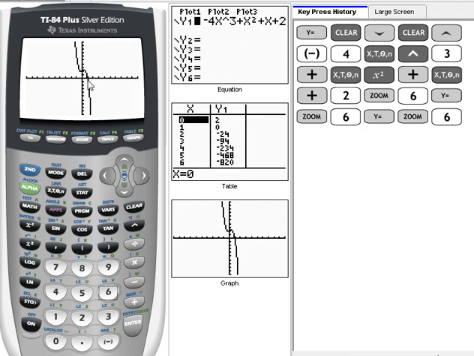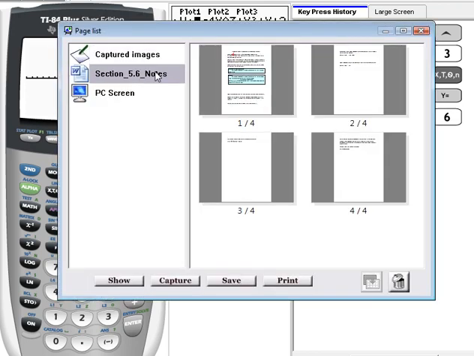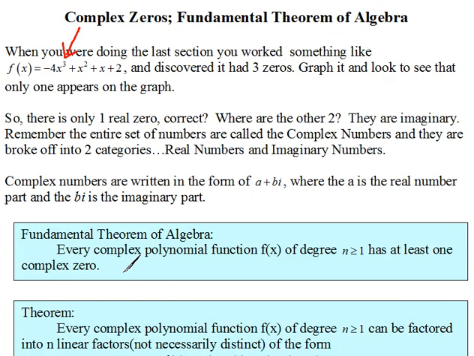Well, that's very interesting because according to my paper here, it says that we're supposed to have at most 3. Well, I wonder what happened to the other 2. They're not imaginary. That's probably not the best word. They're complex. If you'll remember, we have a set of numbers. Our bigger set of numbers is called the complex numbers.